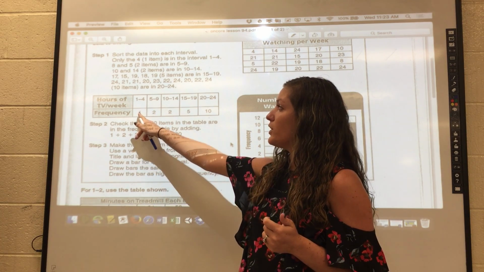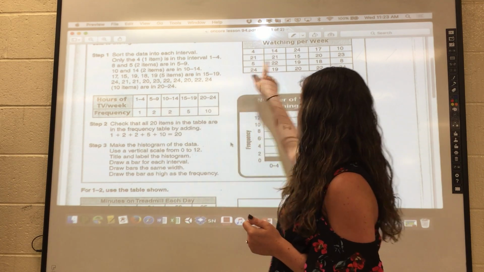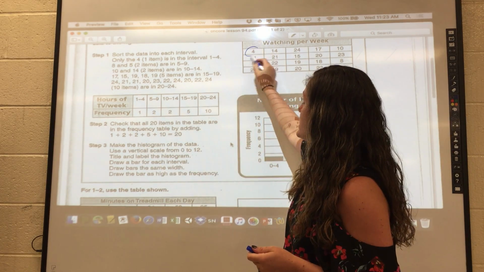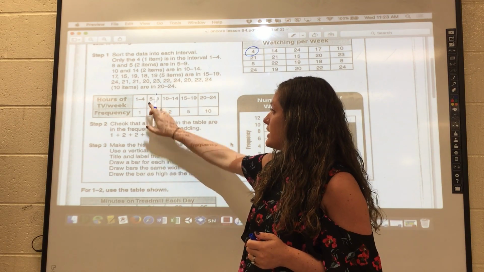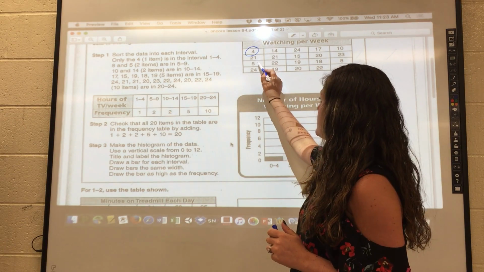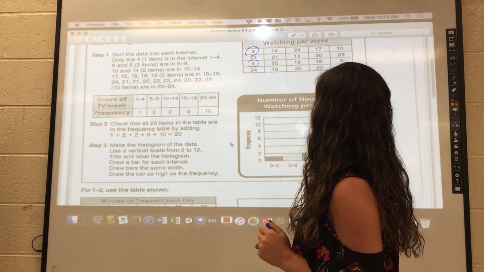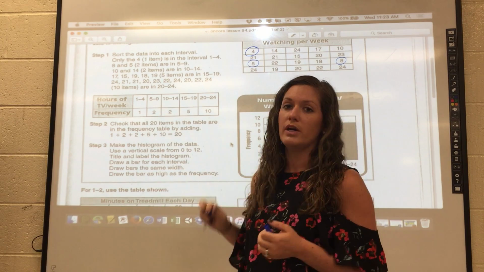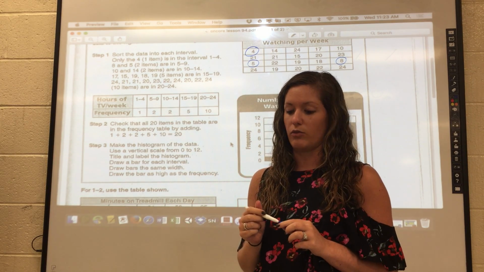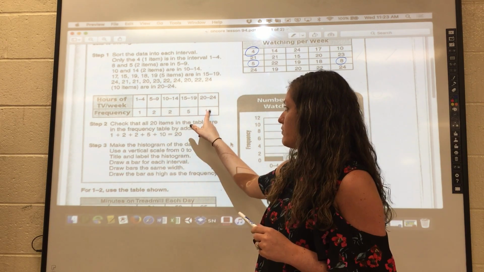So people watching 1 to 4 hours of TV a week, they've actually only found 1, which is right here. So they put a 1, it only occurs 1 time. Now 5 to 9 hours, they've found that twice. I easily spotted the 5, and it looks like the 8 is our other one in there. So they put 2. That only occurred 2 times in that interval. Now you can see that they've done the other 3 for us.